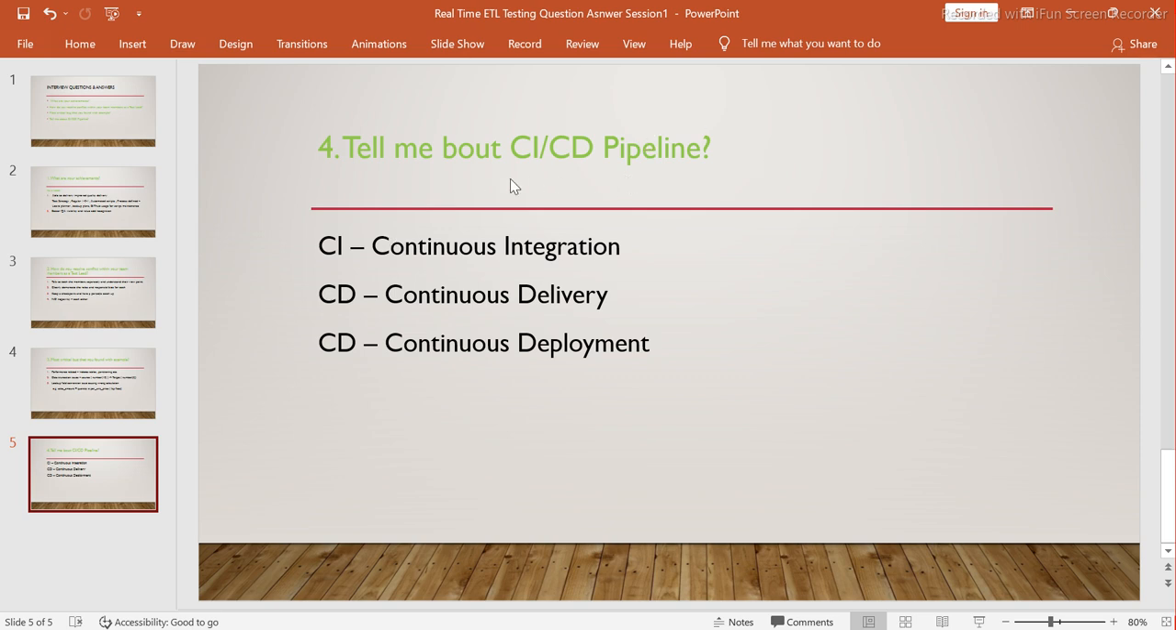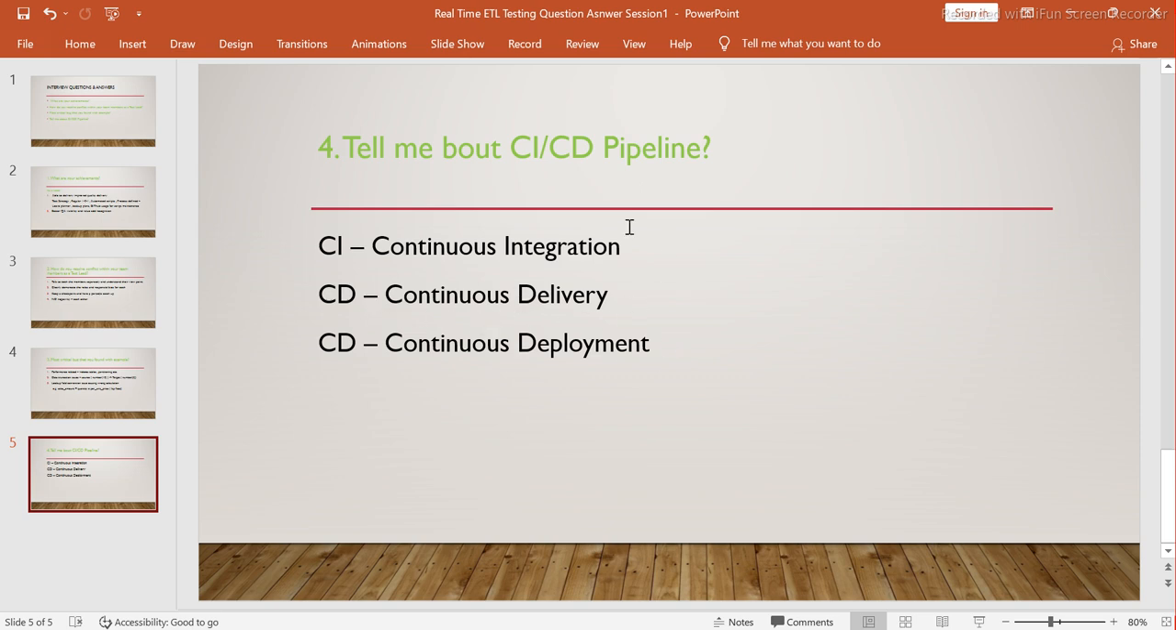CI/CD is basically the new development methodology. Before that, it was the entire build process: how the development happens, then how the build happens, how deployment happens, and it gets promoted to the higher environment, etc. So this is the DevOps process, CI/CD. CI/CD stands for continuous integration and continuous delivery or continuous deployment. So CD will come two times basically.